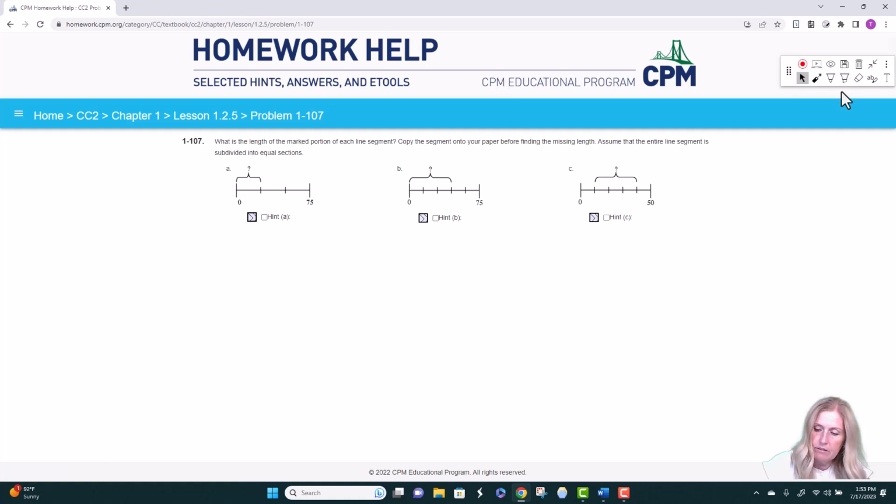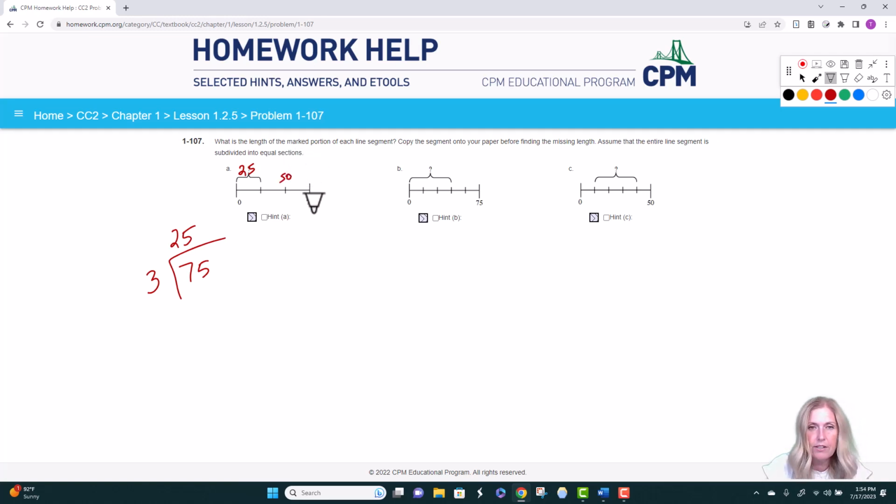Okay, 107. What is the length of the marked portion of each line segment? Copy the segment onto your paper before finding the missing length. Assume that the entire line segment is subdivided into equal sections. We've done one of these before, and all you need to do is decide how many sections 75 is being divided into. There's 1, 2, 3. 75 is being divided into 3 equal sections, and that would be 25, because 3/4 of a dollar is 75 cents. From here to here is 25. From here to here is another 25, so this marker should be 50.